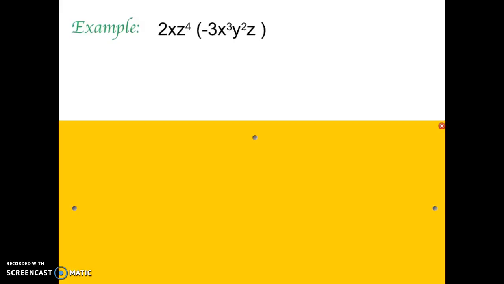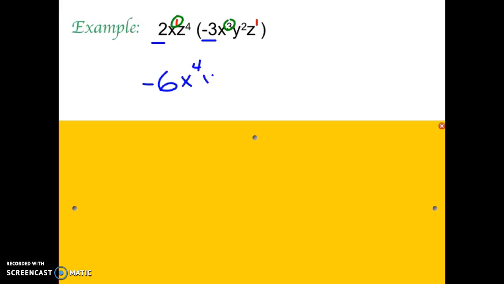Next example. Once again, let's fill in ones for any variable that does not have an exponent. We'll multiply our coefficients. 2 times negative 3 would give us a negative 6. And now we start with our bases. If we start with the x, the first term has a 1 and a 3 for the exponents. 1 plus 3 is going to be 4.